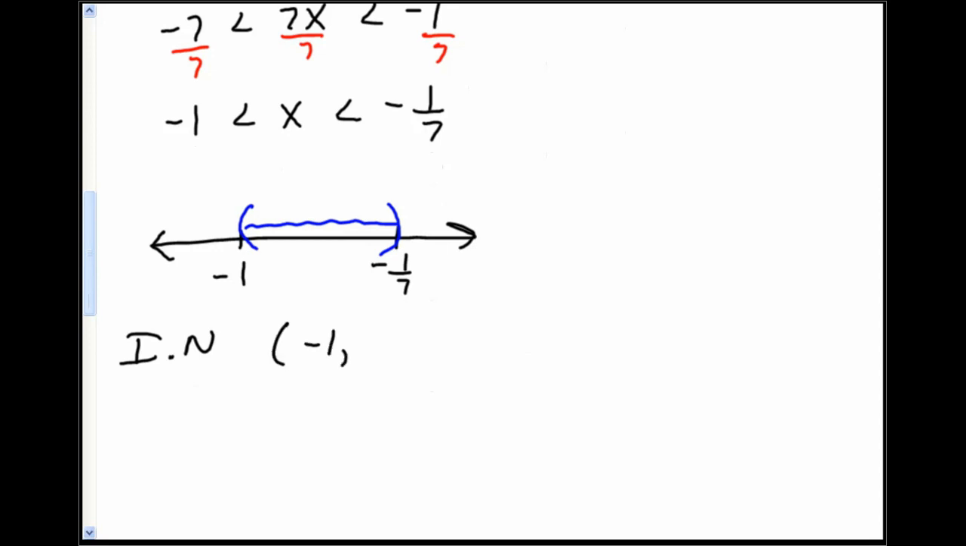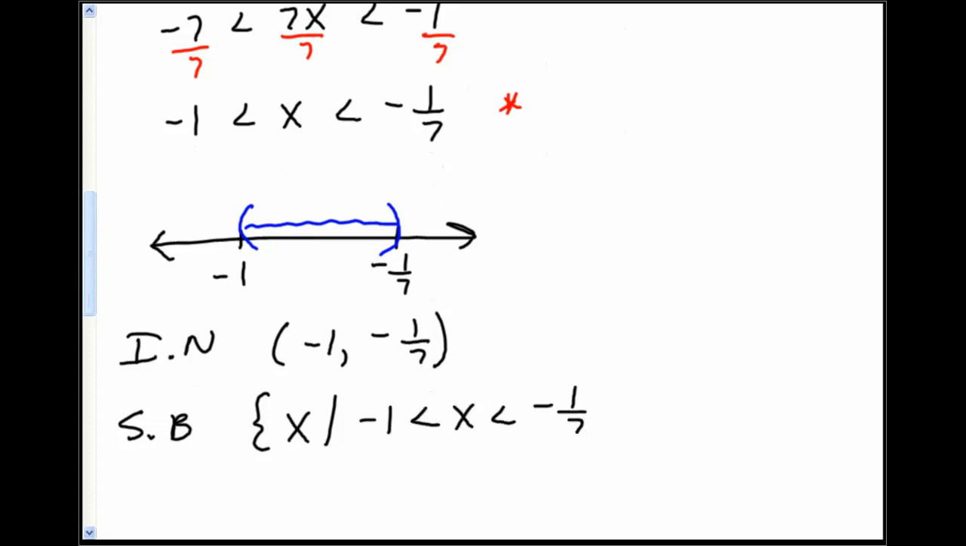That will be negative 1 to negative 1/7, parentheses, because the negative 1 and the negative 1/7 are not included. Set builder notation, all x such that, and then just repeat this inequality up here. Negative 1 is less than x is less than negative 1/7.